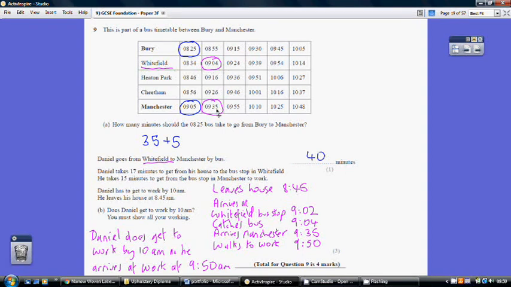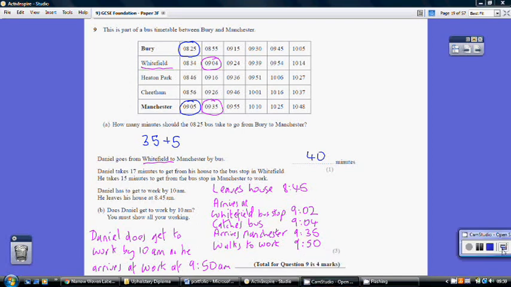That gets him into Manchester at 9:35. It then takes him 15 minutes to walk to work. So given he arrives at Manchester at 9:35, he gets to work by 9:50. So does Daniel get to work by 10 a.m.? Yes, he does, because he arrives at work at 9:50.